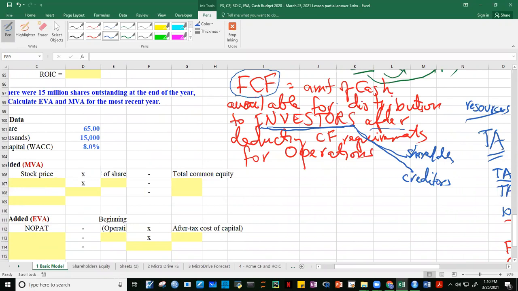Okay, so back to my question. Saan nga yung ginagamit yung free cash flow? Diba, by definition, sabi natin, it's for distribution to investors. Okay? Para sa investors yan. For distribution to them after deducting cash flow requirements for operations. Nauuna muna for operations. Tapos, kung may available pa na free cash flow, then, i-distribute yun para sa mga investors.